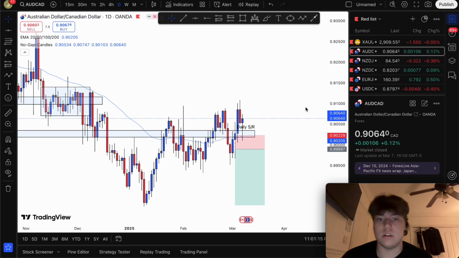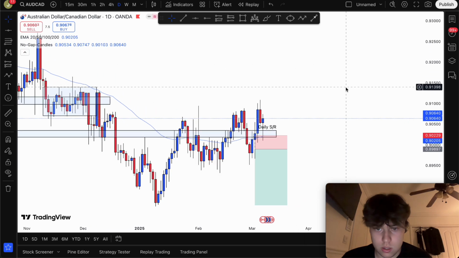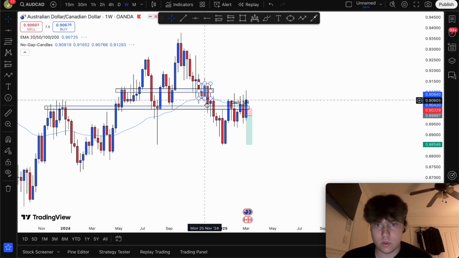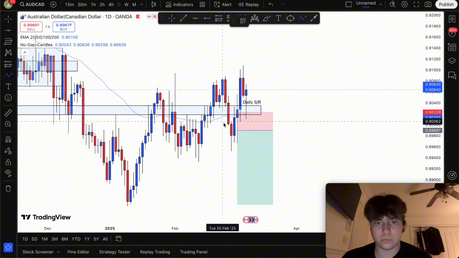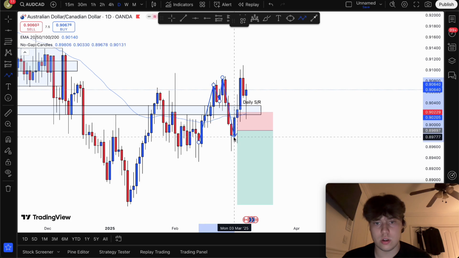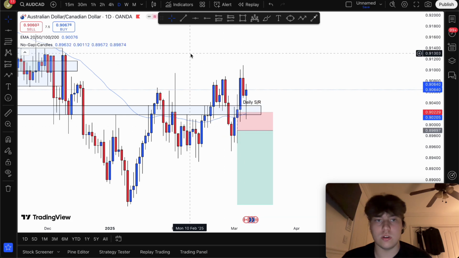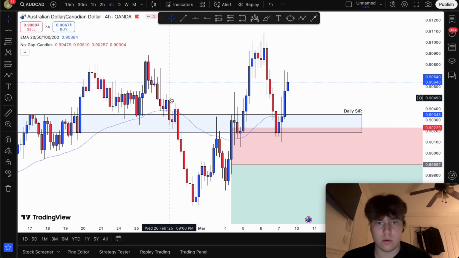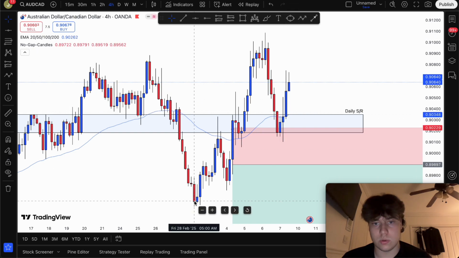So yeah, let's go over the first trade we took this week, which was AUD CAD. On the weekly it was bearish, and then on the daily time frame was also bearish. We were bullish, and then we shifted structure. So this being our lower high and this being our lower low. And then the 4-hour was also bearish. This was the lower high and this was the lower low.